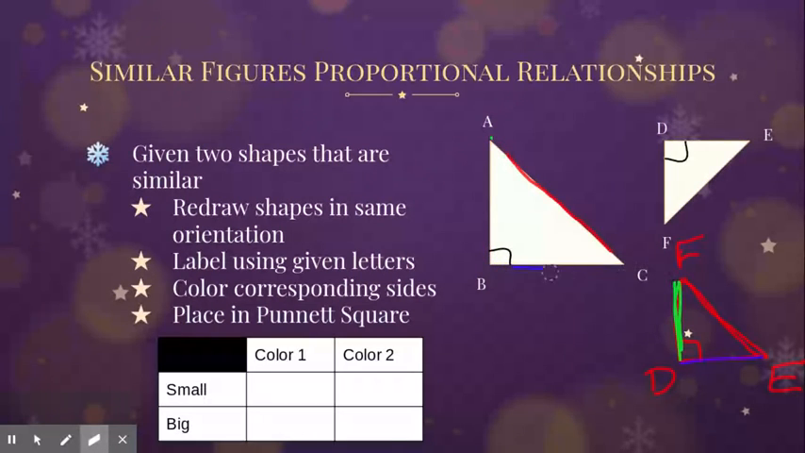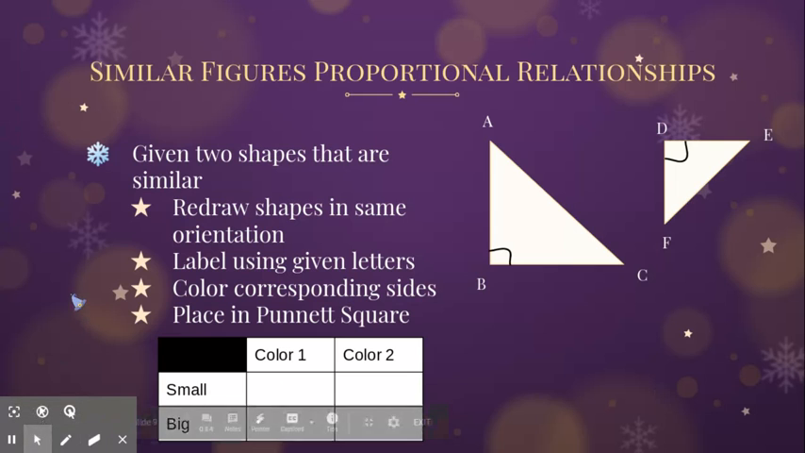So basically, redraw it so the shapes are facing the same direction and they look the same, and then color coordinate the sides so we know which colors they are. Okay, and then we'll put the correct numbers in the correct spots.